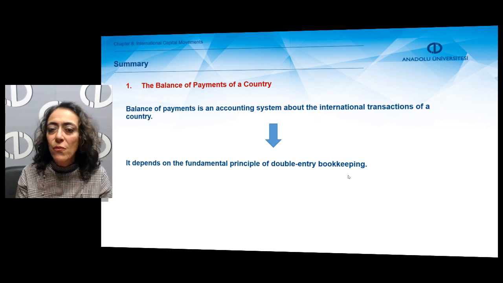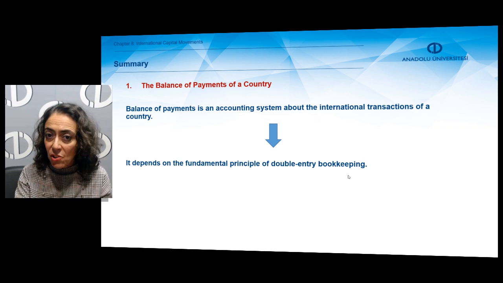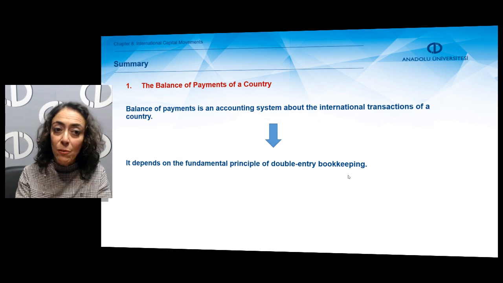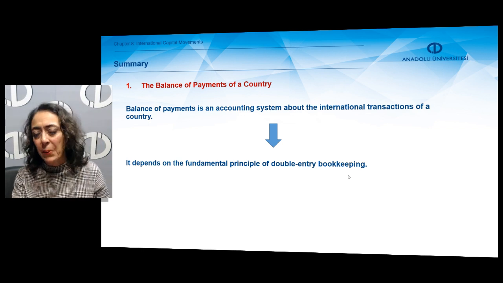Of course, first of all, we should give international trade. Exporting and importing are international transactions, and they have to be recorded under the balance of payments and within the calendar year. Okay, balance of payments depends on the fundamental principle of double entry bookkeeping.